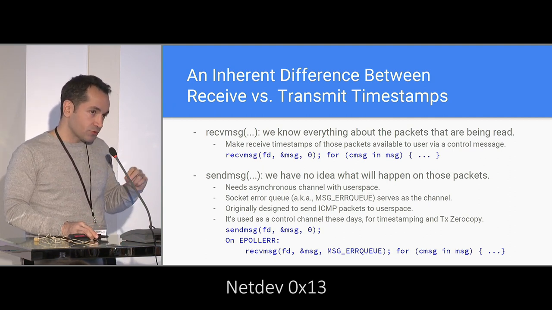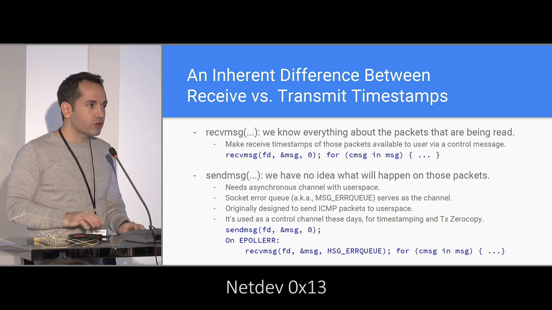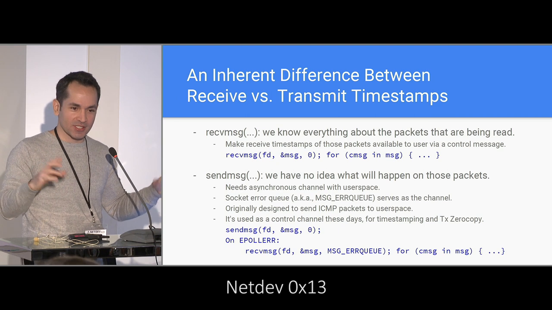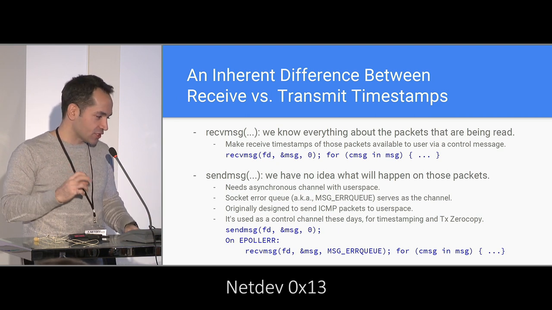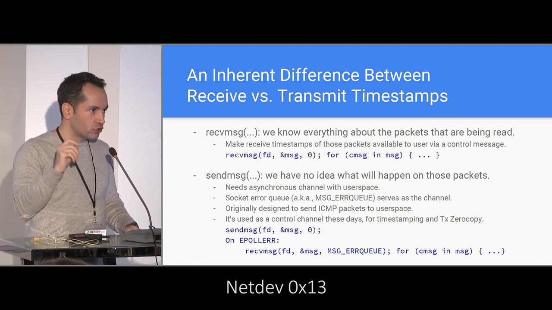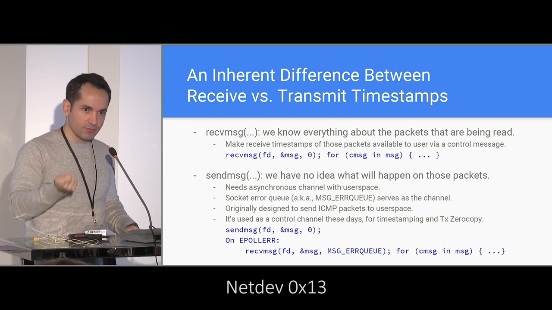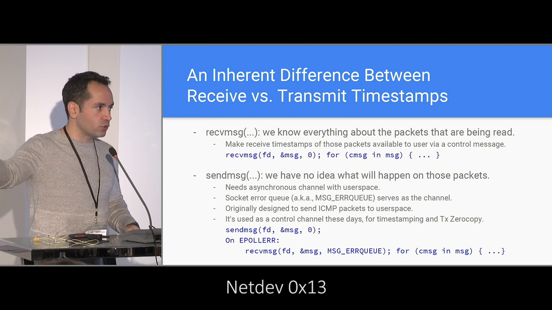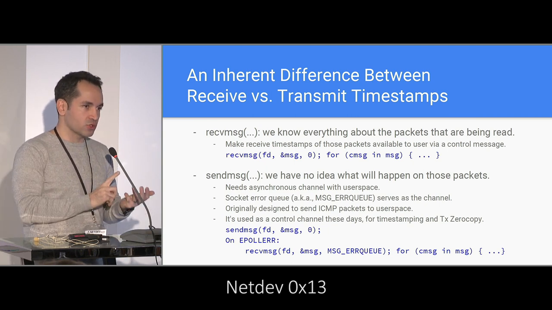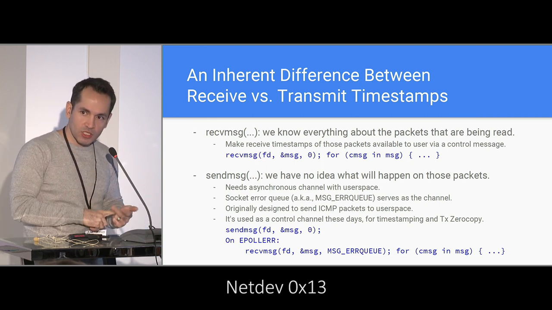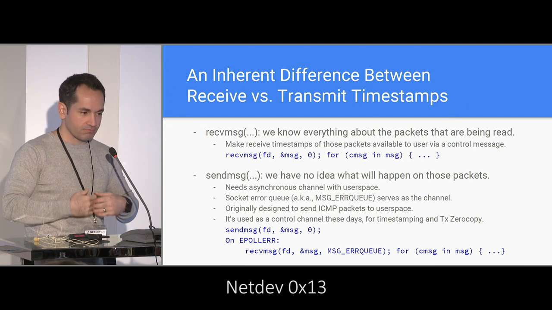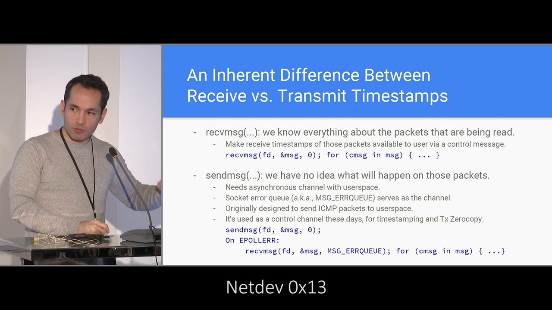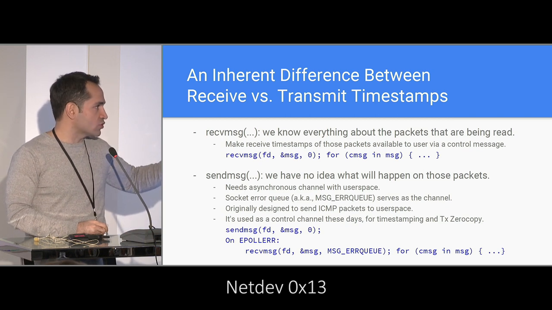There is a major difference between receive and send timestamps. Overall, anything you do in send and anything you do in receive have this inherent difference. When you're receiving a packet on receive message, I'm reading something from the socket, everything the kernel wants to do with that packet is already done. It knows the timestamps, it knows when it was received, it knows how many bytes there are, it's just there. So it gives you those timestamps via a C message in your receive message.